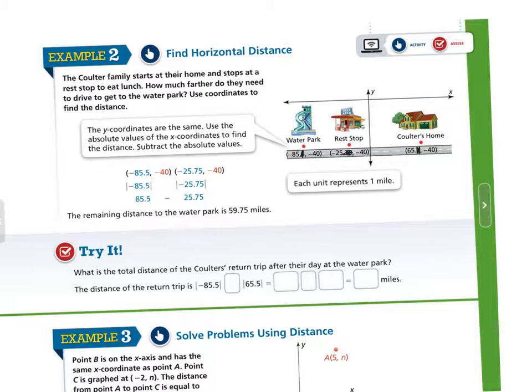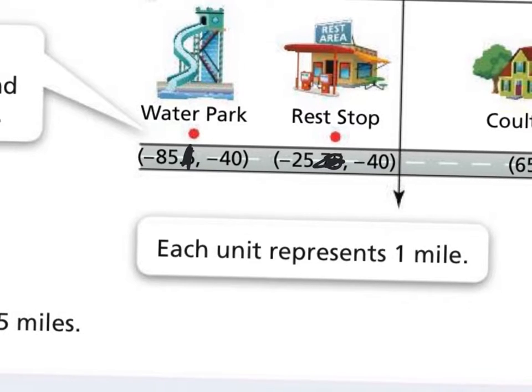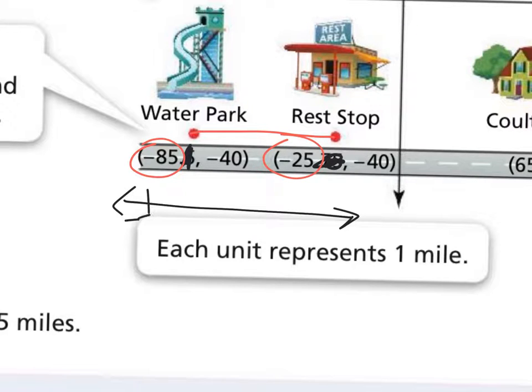So if they're going from the rest stop to the water park, again, I modified the numbers here, but if you just look at these, the y values are the same, x values are different. So basically, we don't have any blocks to look at on this one, but the distance between -85 and -25 is what we're looking at. These are in the same quadrant as each other, so it makes it a little bit easier to look at maybe. This would be the same distance as the distance between 25 and 85 on the positive end.